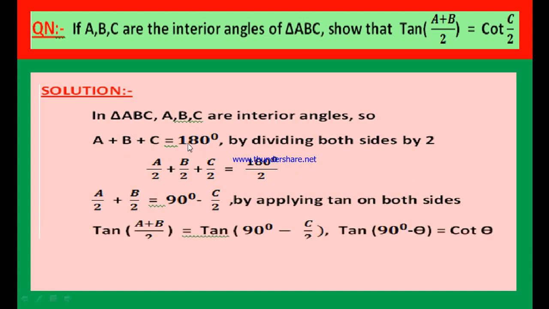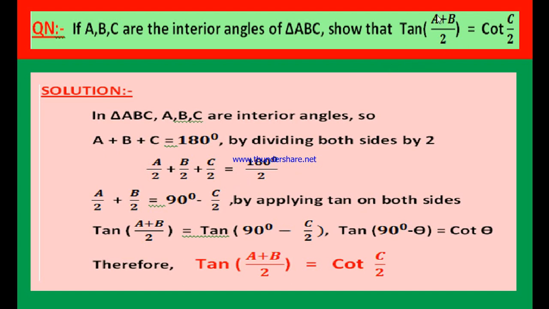Now, let us divide this equation both sides by 2. Why? Because we have to find the value of (A plus B) by 2 and C by 2. But here we have A plus B plus C. Therefore, let us divide this equation both LHS and RHS with 2. That is, A by 2 plus B by 2 plus C by 2 is equal to 180 by 2.